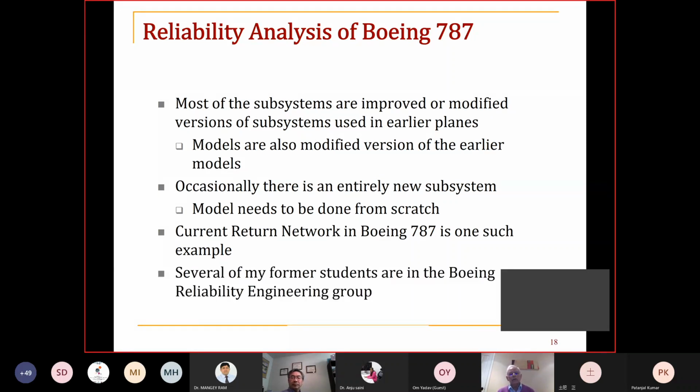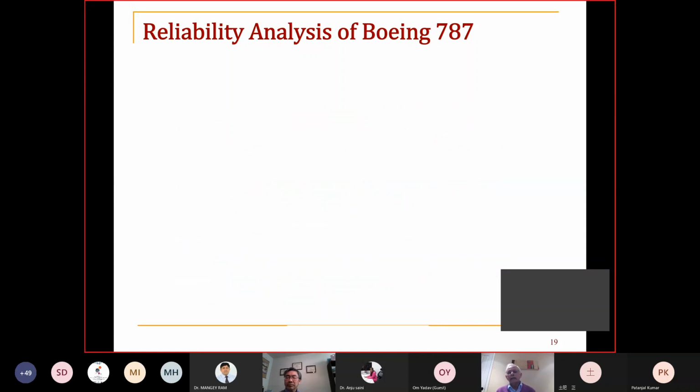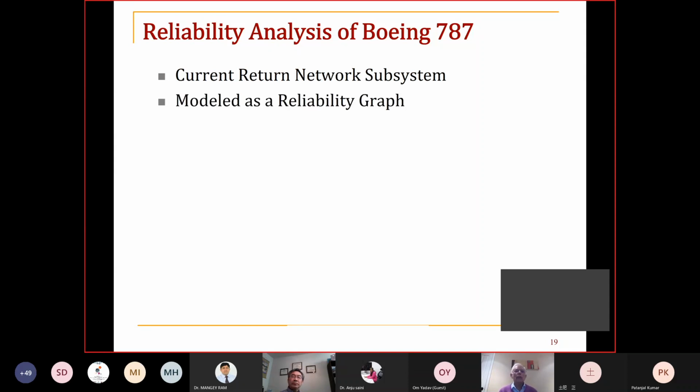And it turns out that several of my former PhD students, that Professor Fong mentioned, are in the Boeing Reliability Engineering Group. So they were tasked with this analysis, and they called me and said, we are going to do this, and it can be cast as a reliability graph, as in SHARPE. They said we are going to model this and solve it using SHARPE via IRAP. Remember, the Boeing tool is called IRAP, and SHARPE is at the basis of it. And I said, makes me very happy. Let me know what happens.